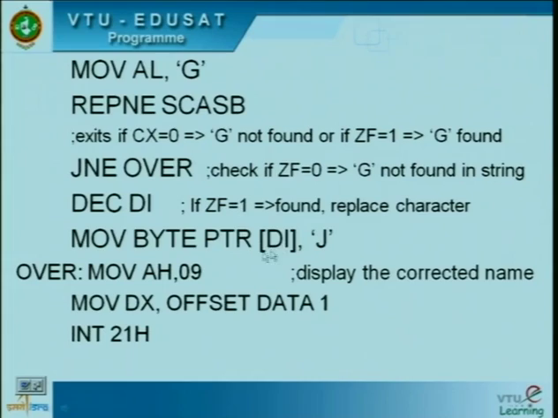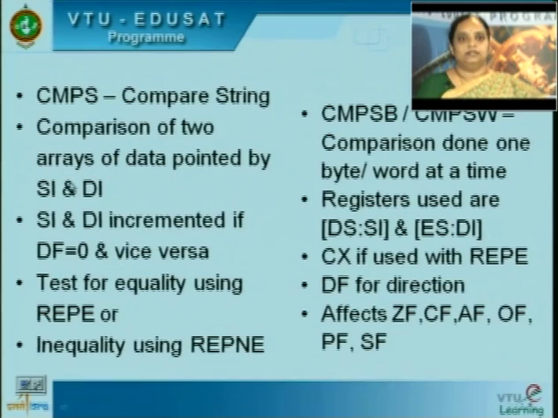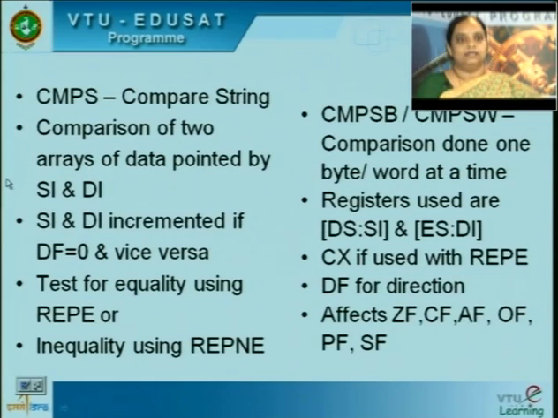And the last is the compare string instruction, where we compare two data arrays. One is pointed by SI and the other by DI. Similar to SCASB, where we compare the string with AL, in compare string we are comparing two strings of data. One string of data is pointed by SI with DS, and the other by DI with ES.